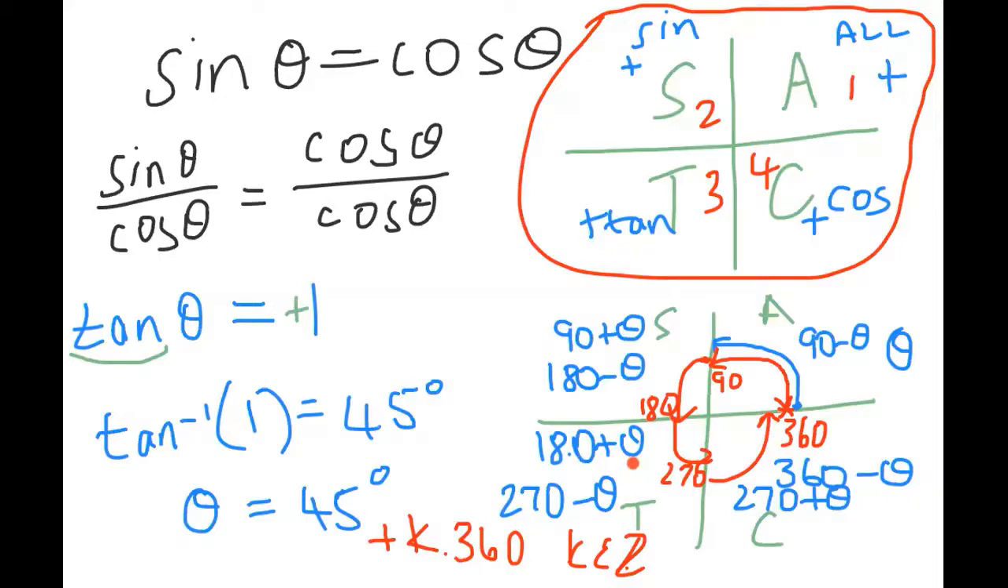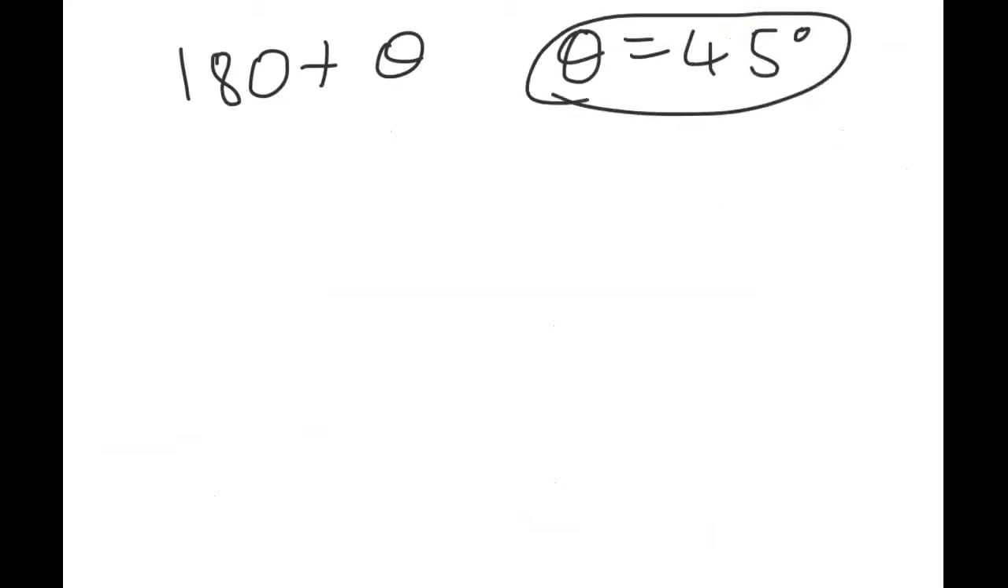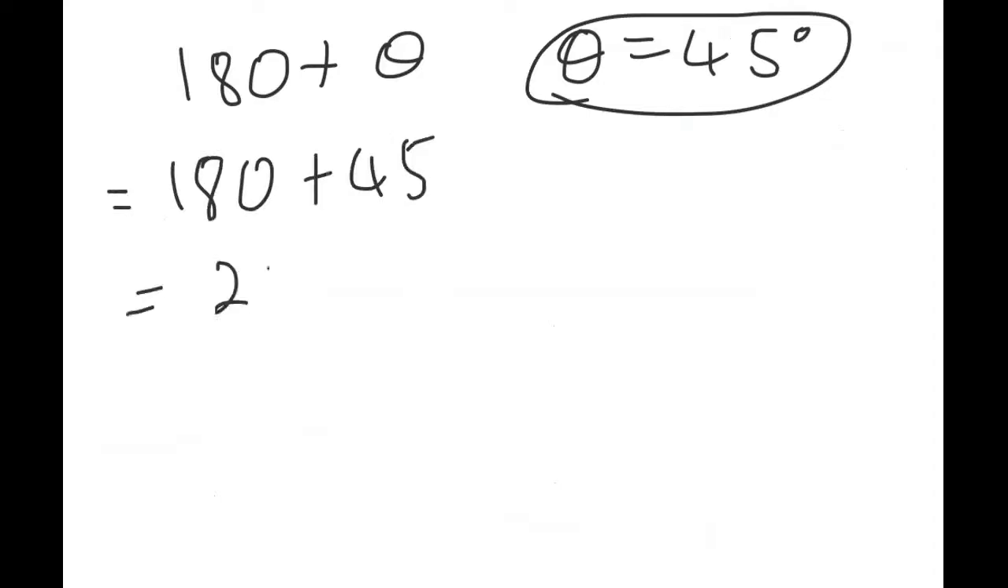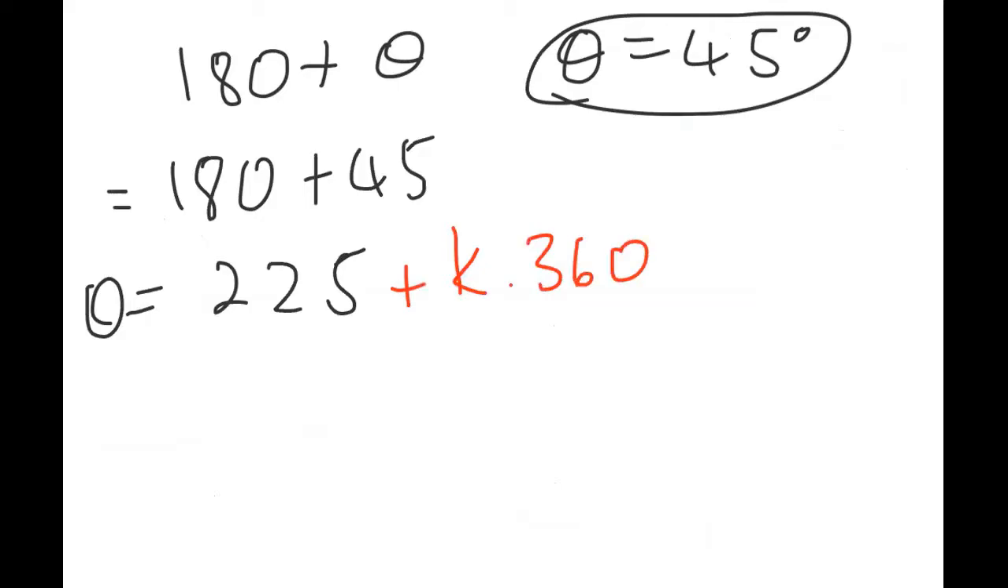So what is 180 plus theta? I just go to another page. So 180 plus theta. Theta is the 45 that we worked out on the calculator. So in this case, we're using the 45 as the one answer, but it's also 180 plus theta, which is 180 plus 45, which equals 225. So theta is also equal to 225. And don't forget k times 360, where k is an element of all integers. And that's it. That's the 2 answers.